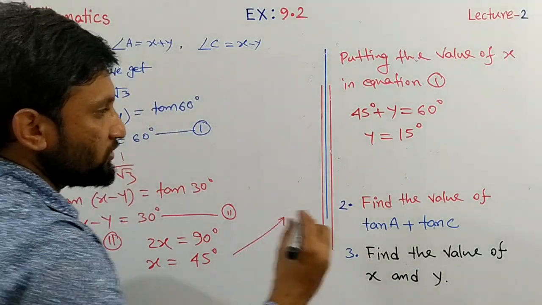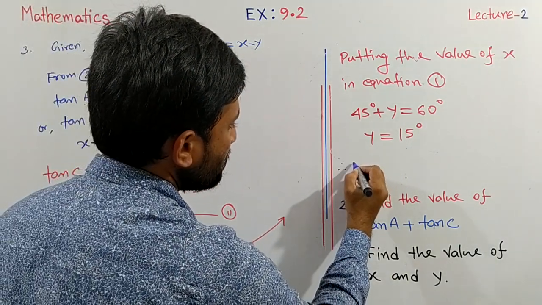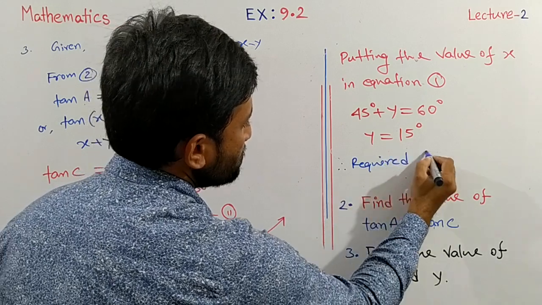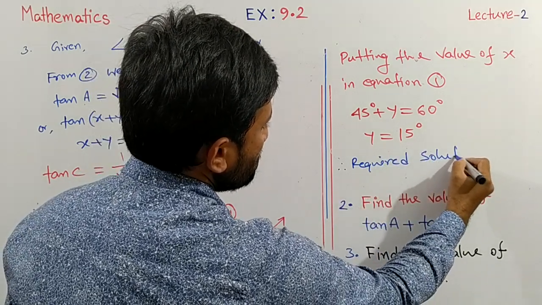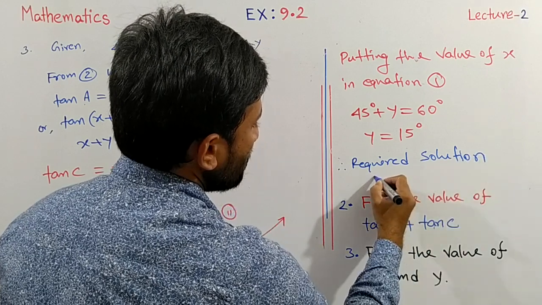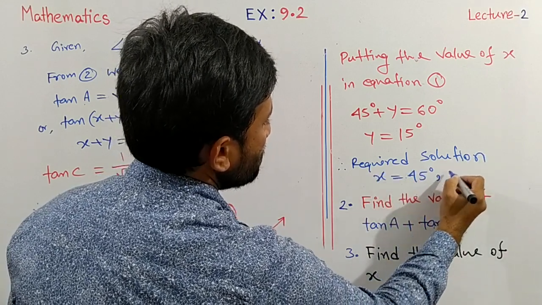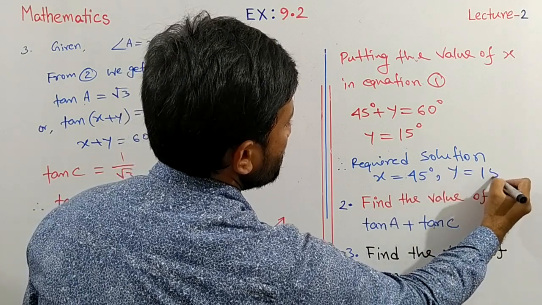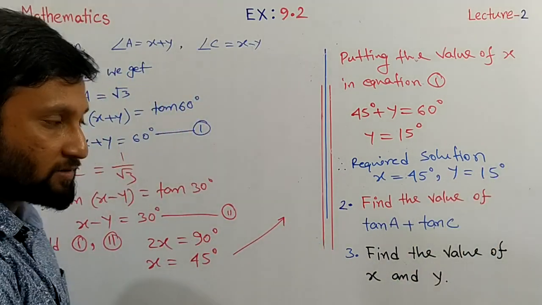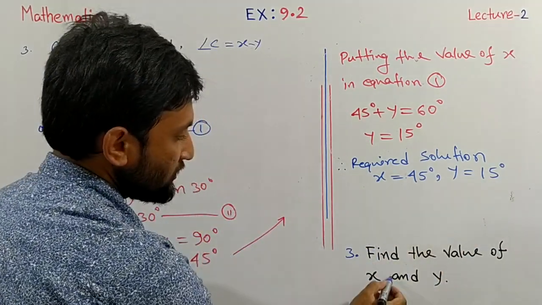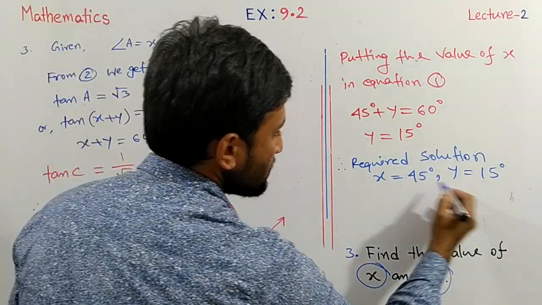Therefore the required solution: x equals 45 degree and y equals 15 degree. This is answer. I hope everybody clear. So the value of x and y, this is answer.